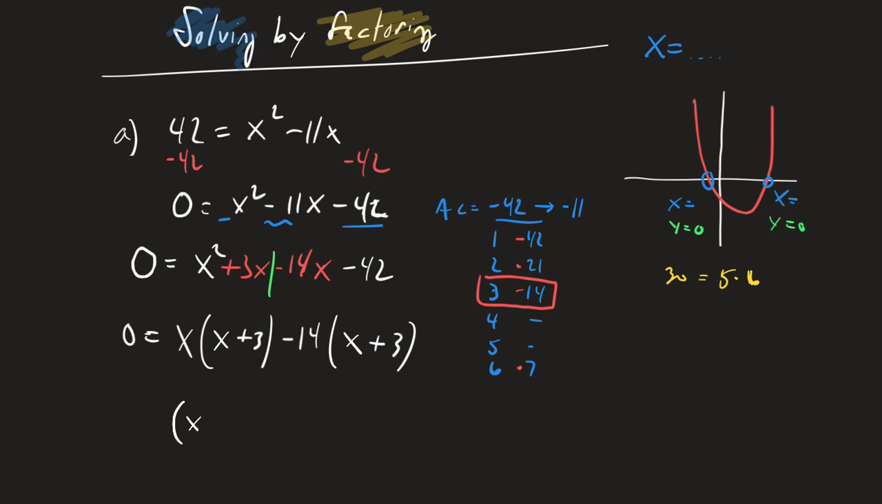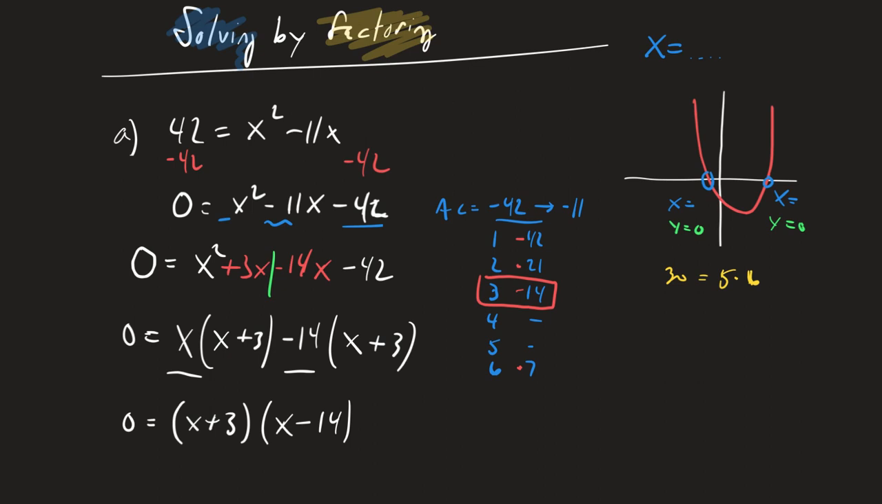Those x plus 3's come together. And our x and our minus 14 come together. And so now we're done factoring. So we've factored, we haven't solved yet. So there's that one last step to solving this.